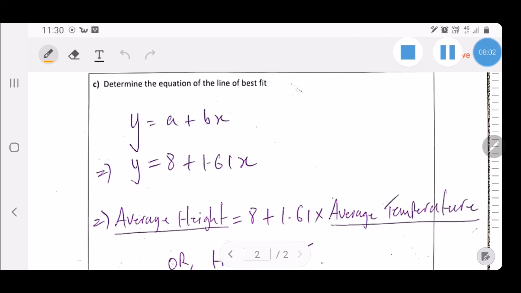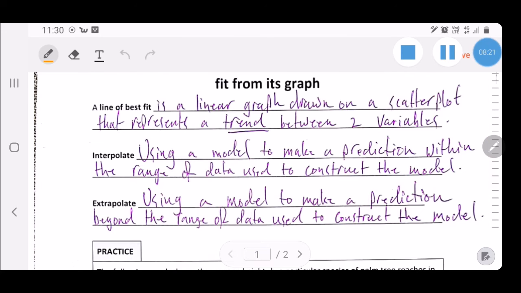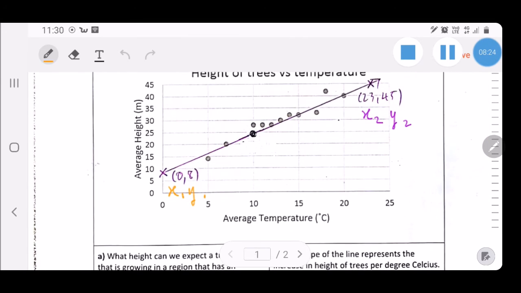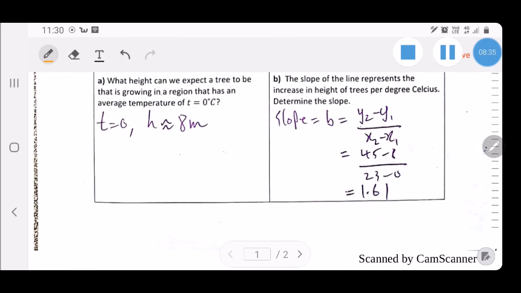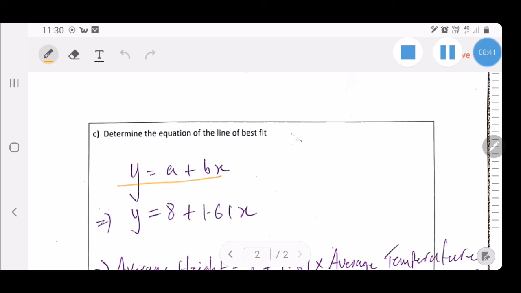Question C. All right, determine the equation of the line of best fit. All right, well, this is easy because we know our general form of a linear equation is y equals a plus bx. So the question is, do we know A, the y-intercept, and do we know B, the gradient? Well, let's take a look. Our y-intercept is 8, approximately, but this is an approximate science, so that's good enough. So that's our A value, and our gradient B is 1.61. So we certainly do have enough information.